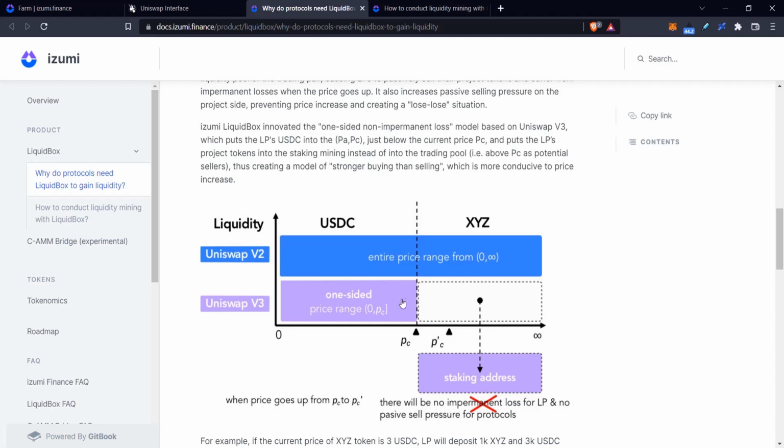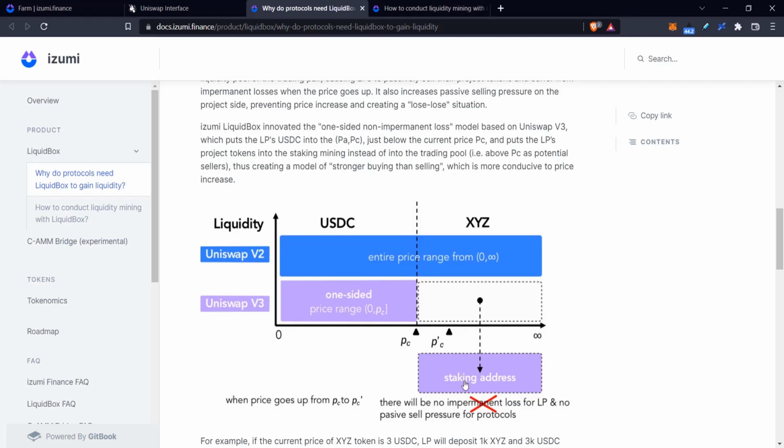So I guess as this price were to go down, then it would pull out some more, and as this price were to go up, then I guess it would, I'm not exactly sure what it would do then, but I think the idea here is that people can provide these two tokens to this liquidity pool, but they won't get impermanent loss on the token because it won't actually be provided to the liquidity pool.